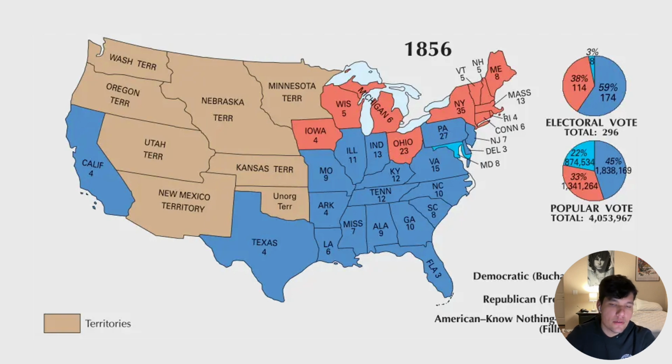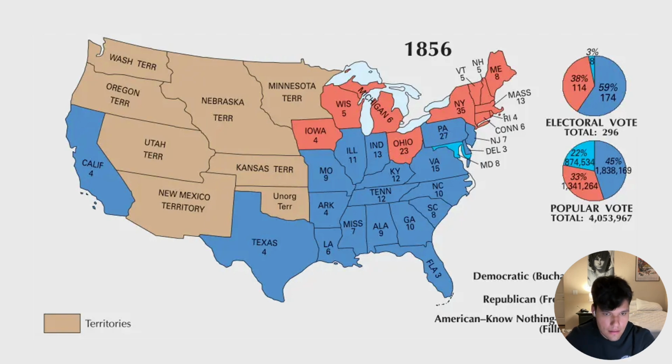Democrats were the only remaining major party, right? They nominated James Buchanan, rejecting Pierce and Douglas because of their association with the Kansas-Nebraska Act. So if you guys can see, the Democrat was Buchanan, and the Republican was Fremont.